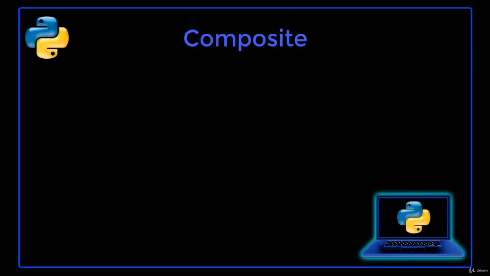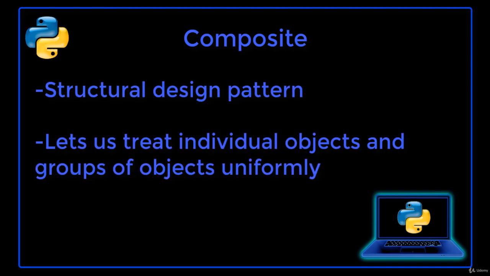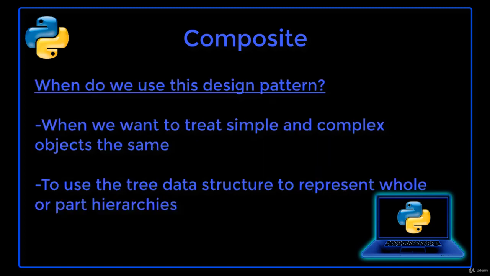In this lecture, we will learn about the composite design pattern and how to implement it in Python. Composite is a structural design pattern. It lets us treat individual objects and groups of objects uniformly. For example, think directories contain entries, each of which could be a directory. Like the folders on our computer could contain files or other folders, composite lets us treat folders and files the same to make our program simpler.